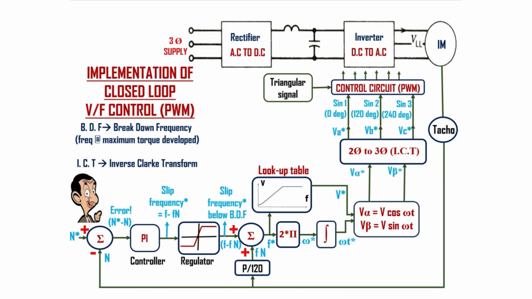Finally, the desired 3-phase VA star, VB star and VC star will be given to the PWM control circuit, where they will be compared with the triangular carrier signal and generate the gate signals for the switches in this inverter. At last, the inverter will give the desired voltage and frequency based on the desired rotor speed given. Here, both the voltage and frequency are being changed up to the rated voltage. So the maximum available torque will be maintained and efficiency will also be high.